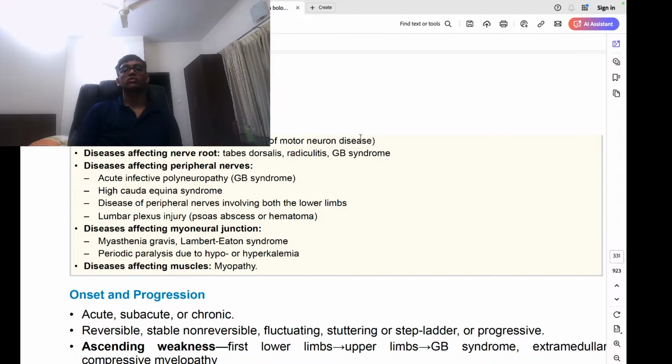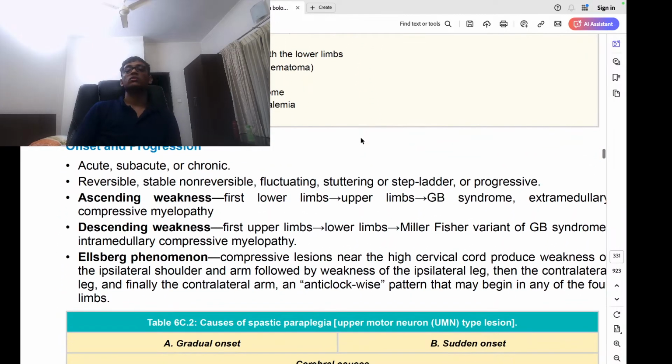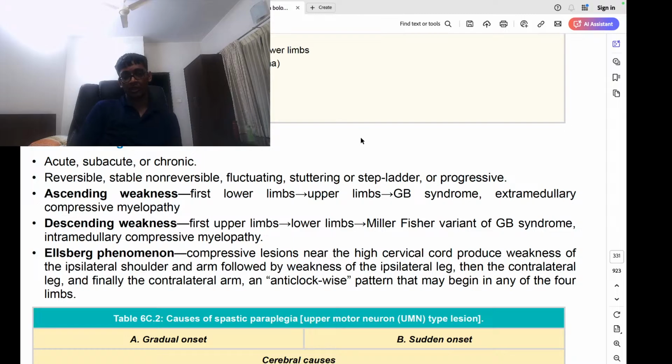Onset and progression: acute, subacute or chronic. The course may be reversible, stable, non-reversible, fluctuating, stuttering or stepladder, or progressive. Ascending weakness is first lower limbs, then upper limbs: GB syndrome, then extramedullary compressive myelopathy. Descending weakness is first upper limbs, then lower limbs: Miller-Fisher variant of GB syndrome and intramedullary compressive myelopathy. You also have the Elsberg phenomenon, in which compressive lesions near the high cervical cord produce weakness of the ipsilateral shoulder and arm, followed by weakness of the ipsilateral leg, then the contralateral leg, then finally the contralateral arm, an anti-clockwise pattern that may begin in any of the four limbs.